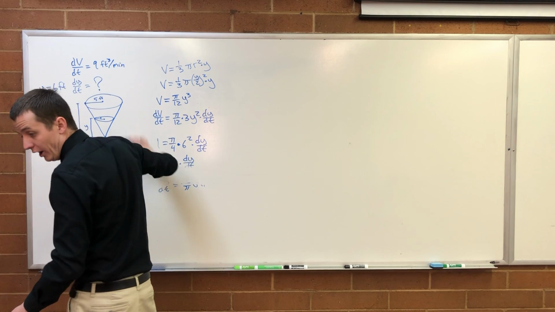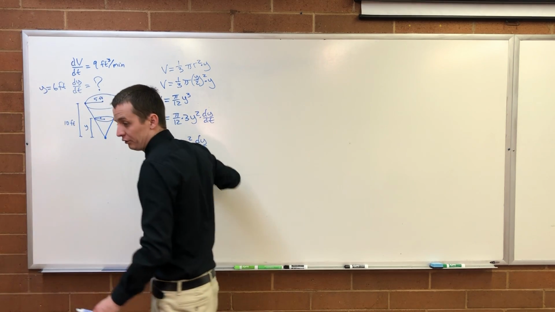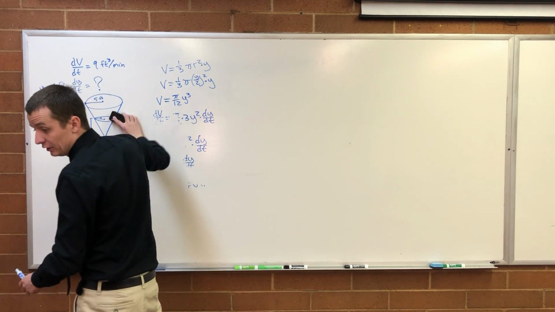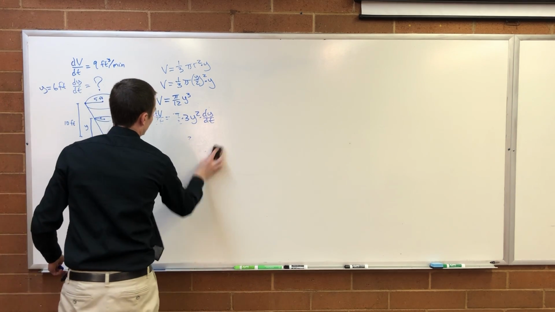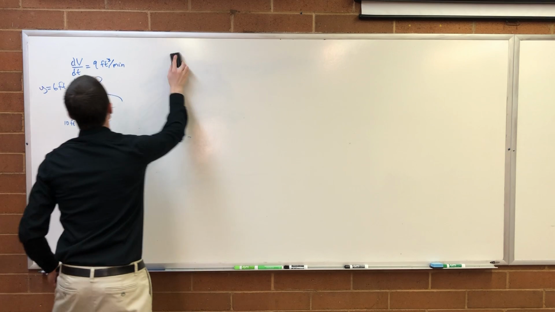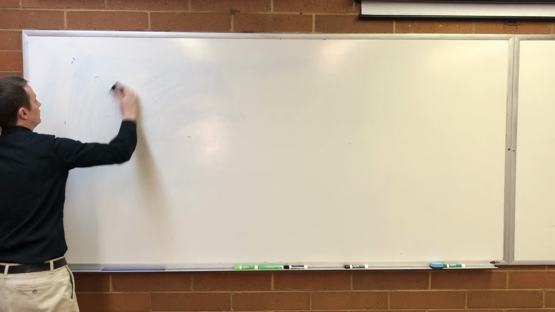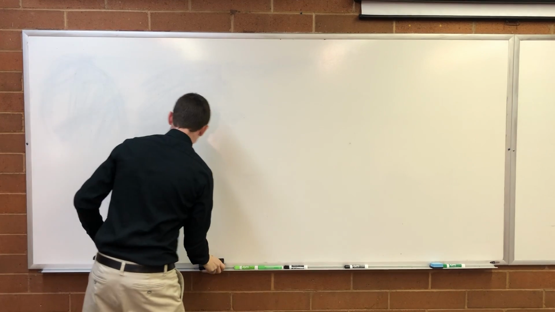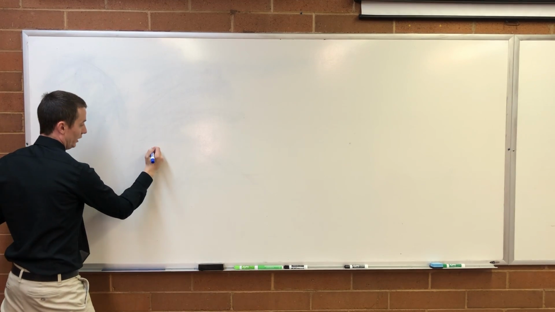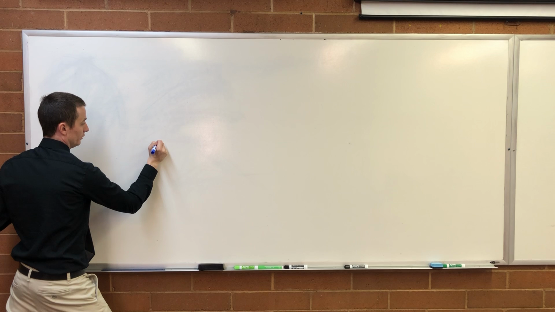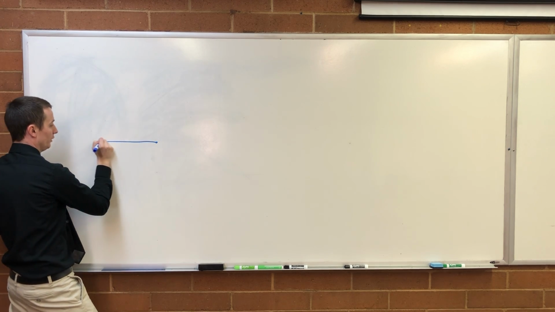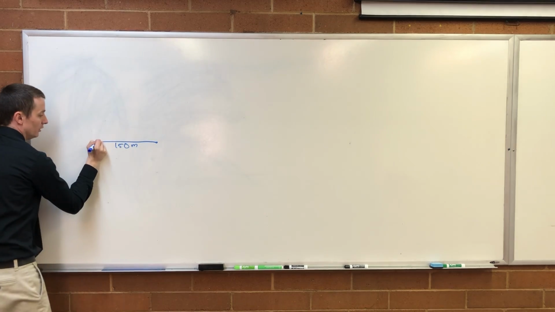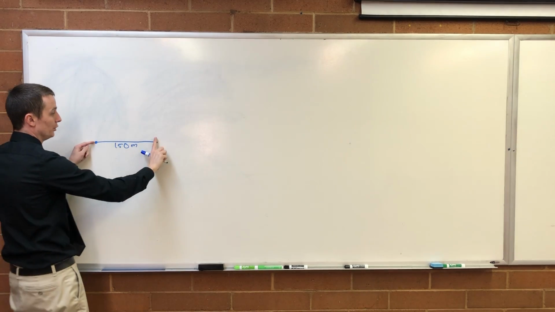So the next one, a hot air balloon rising straight up from a level field is tracked by a rangefinder 150 meters from the liftoff point. So my hot air balloon, here's its liftoff point. It's going to be going up from there. 150 meters over. So this is 150 meters. Here's our tracking point.